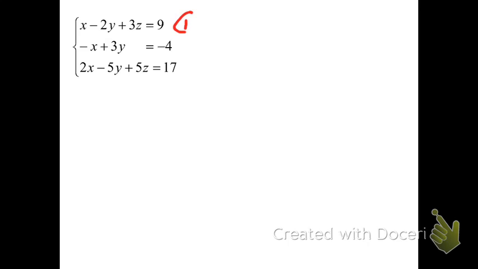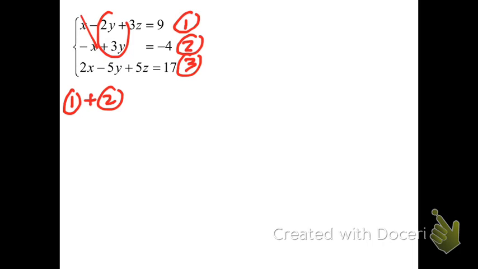Alright, so this I'm going to call equation 1, this I'm going to call equation 2, that I'm going to call equation 3. Alright, so if I take equation 1 and add it to equation 2, these x's will cancel out, and then -2y plus 3y would just be y, and then 3z plus nothing is just 3z, and then 9 plus -4 is 5. So that's one equation. Now, a new equation that has only two variables.